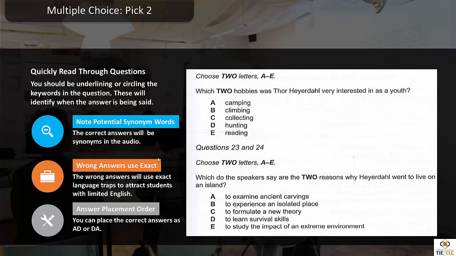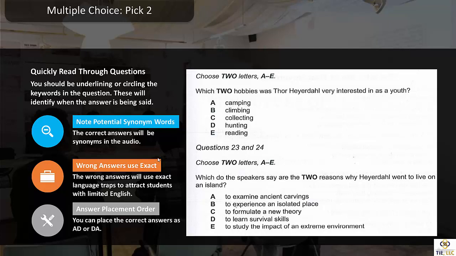In terms of answer placement, it doesn't matter when you write your answers if you make number 10 D and number 11 B, or you write it B and D. It does not matter. Now, again, most likely when you hear the answer choices, the correct answer choices will use synonyms. They may not say the word climbing directly or the word hunting directly. They may use language to describe what that is. They're testing if you can make that match. That's the test.